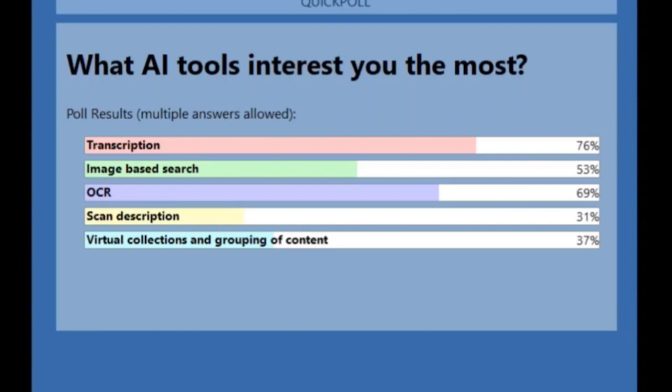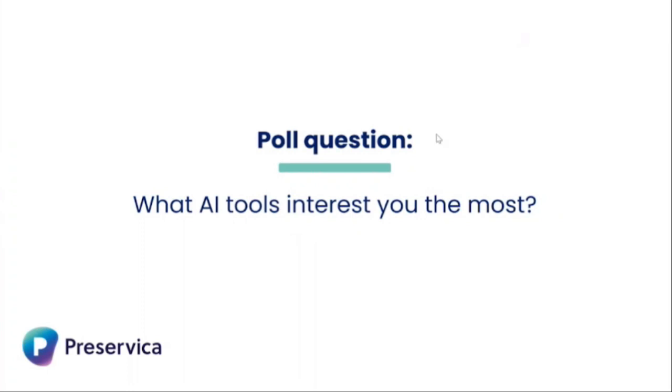Okay, 83%, a couple more of you in. So 3/4 transcription, just over half image-based search, 70% OCR, just under a third of describing scans, and just over a third is virtual collections, so linking content, grouping it together for further work. So that's really useful. Thank you for those.